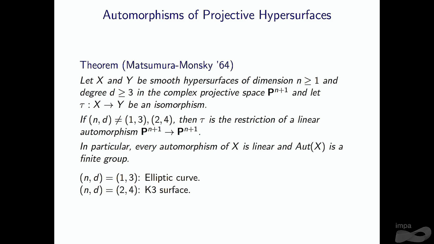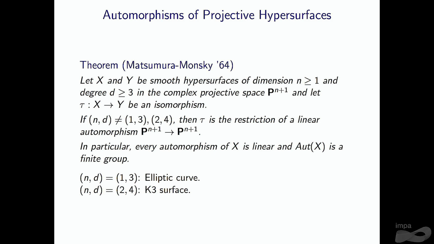So the first result, which is the basis of everything I will be doing, is the following result by Matsumura and Monsky, a very old one from '64, which says the following. If you have two smooth hypersurfaces of dimension n greater or equal than 1 and degree greater or equal than 3 (degree 2 is complicated, they are quadratic forms, so everything is different) in the complex projective space P^(n+1), and you have an isomorphism between X and Y, then the isomorphism between X and Y comes from an automorphism of projective space, with the only exception of (n,d) equal to (1,3) and (2,4).